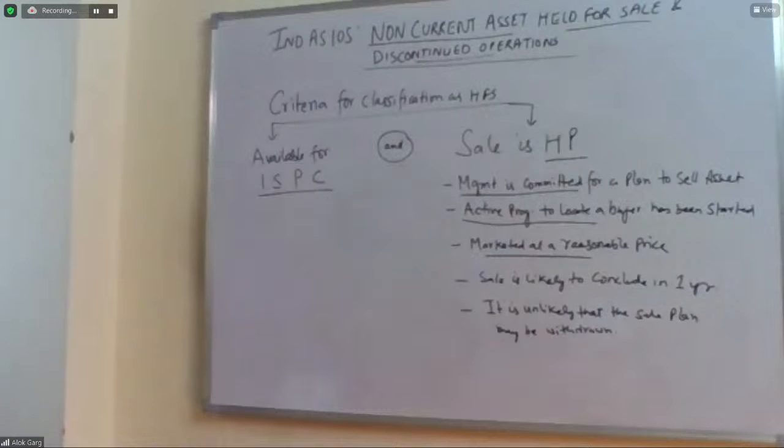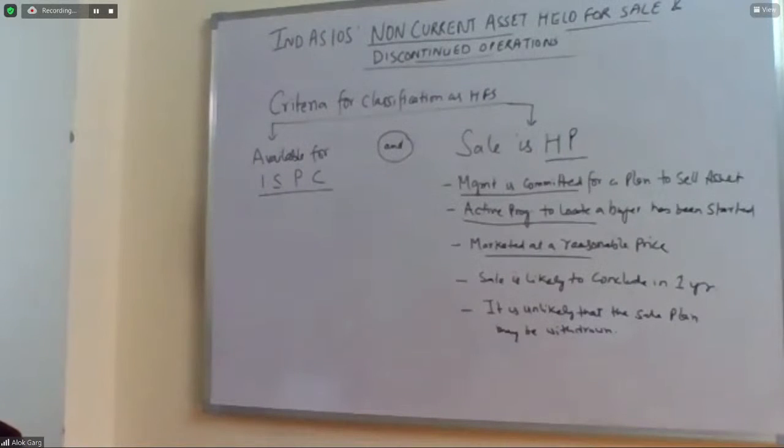Sir, when will an asset be considered as available for immediate sale in present condition? It is considered available for immediate sale in present condition when the time period for sale of the asset will not be other than the time period customary in nature. For example, time period in shifting the goods from one place to another. Okay. Second, there must be intention and the ability to transfer the asset in favor of the buyer. Okay. Second, the sale must be highly probable.